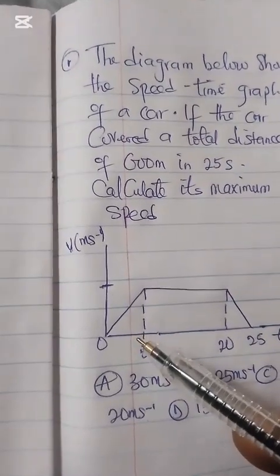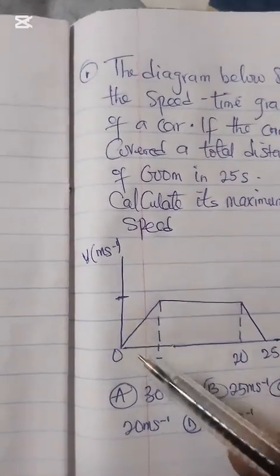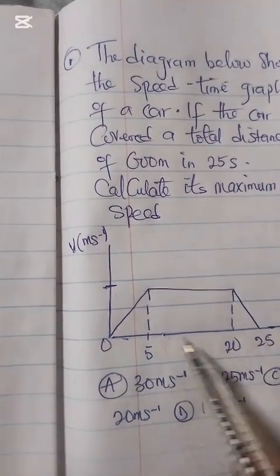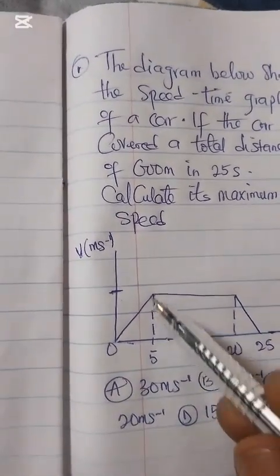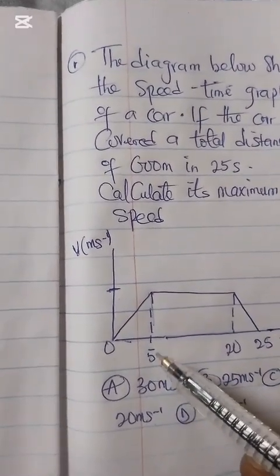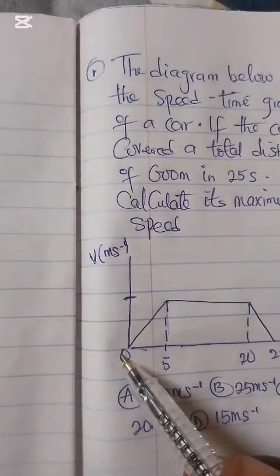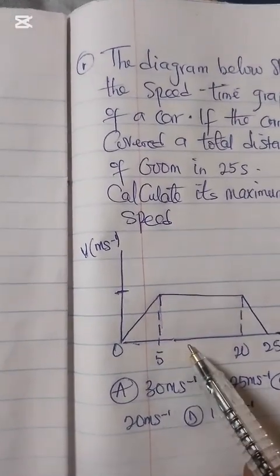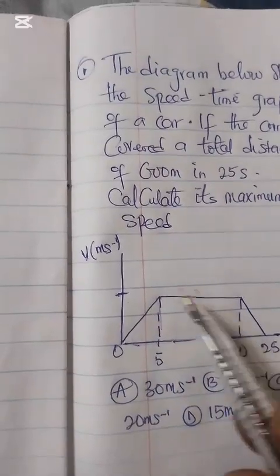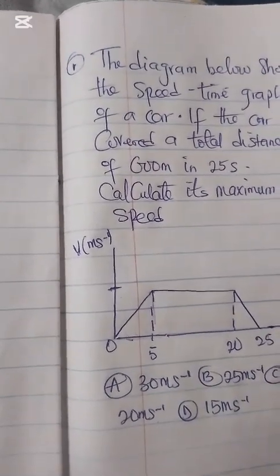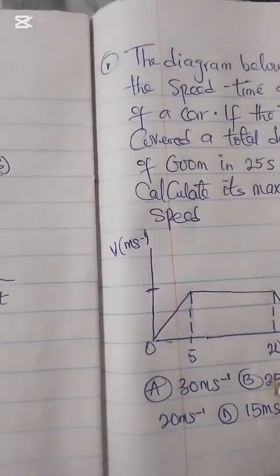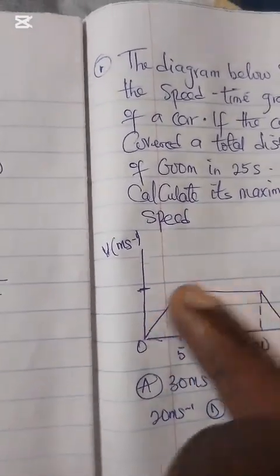Like I said earlier, if you want to get the speed, the vertical line represents the speed, and the horizontal line represents the time taken. So the height of this particular shape is the speed of the car. Remember, here is rest. The total distance covered by this car is the area of this shape. So the area of this shape represents distance. Let us see how we can solve it. What is the area of this shape?